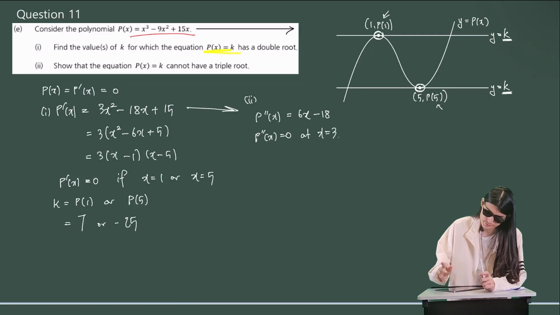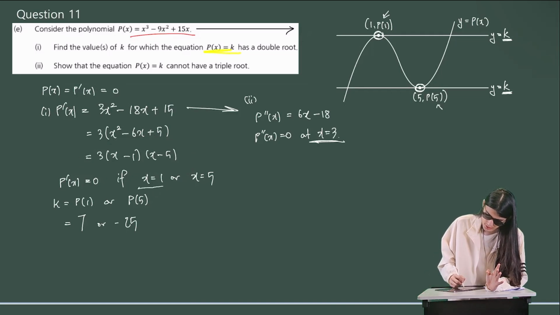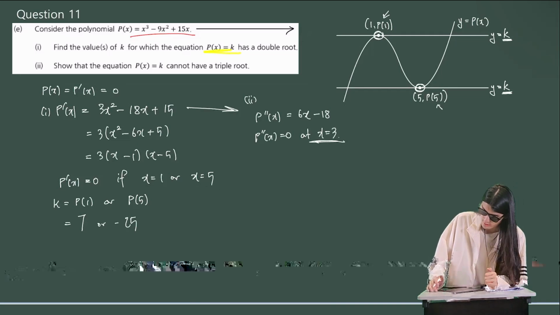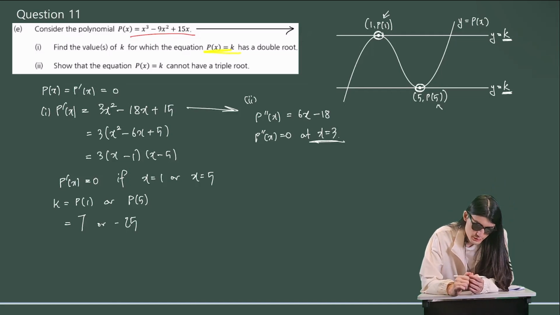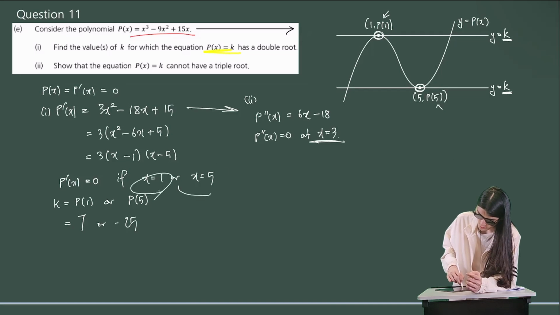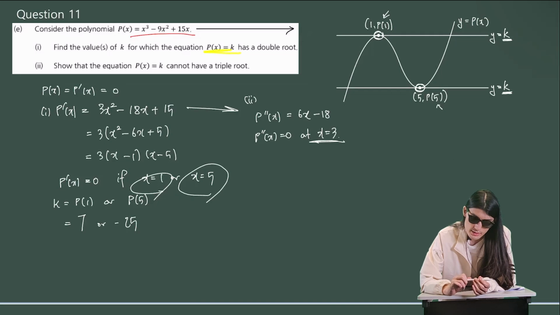At x equals to 3. But at x equals to 3, is p dash equal to 0? And the answer is no. P dash, we already found, is equal to 0 at either x equals to 1 or x equals to 5, but not at x equals to 3. And according to the multiple root theorem, once again, if the equation was to have a triple root, then either one of these, 1 or 5, would need to make p double dash equal to 0 as well, but it doesn't. So therefore, the equation doesn't have a triple root.